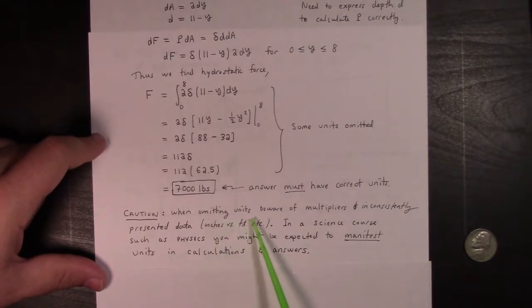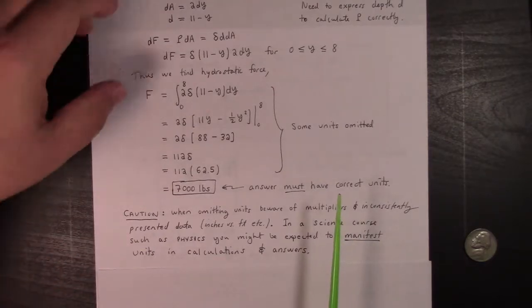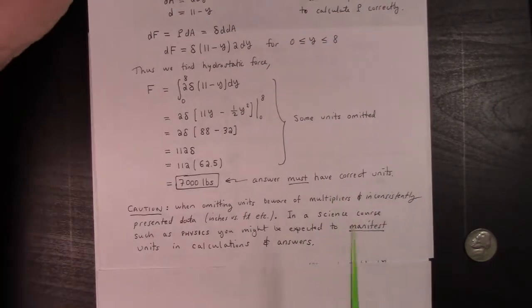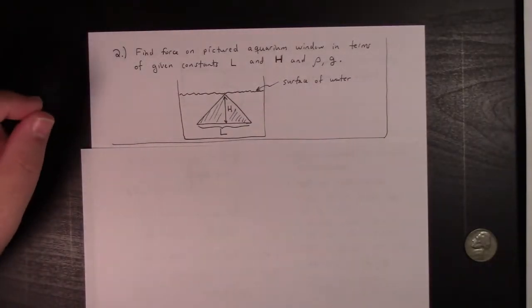So anyway, when we're omitting units, beware of multipliers and inconsistently presented data, like inches versus feet. In a science course, such as physics, you might be expected to manifest, that means make them clear, like in your face, units in both calculations and in answers, but here I'll just insist on units in answers. All right, moving on. Let's look at something a little bit tougher.